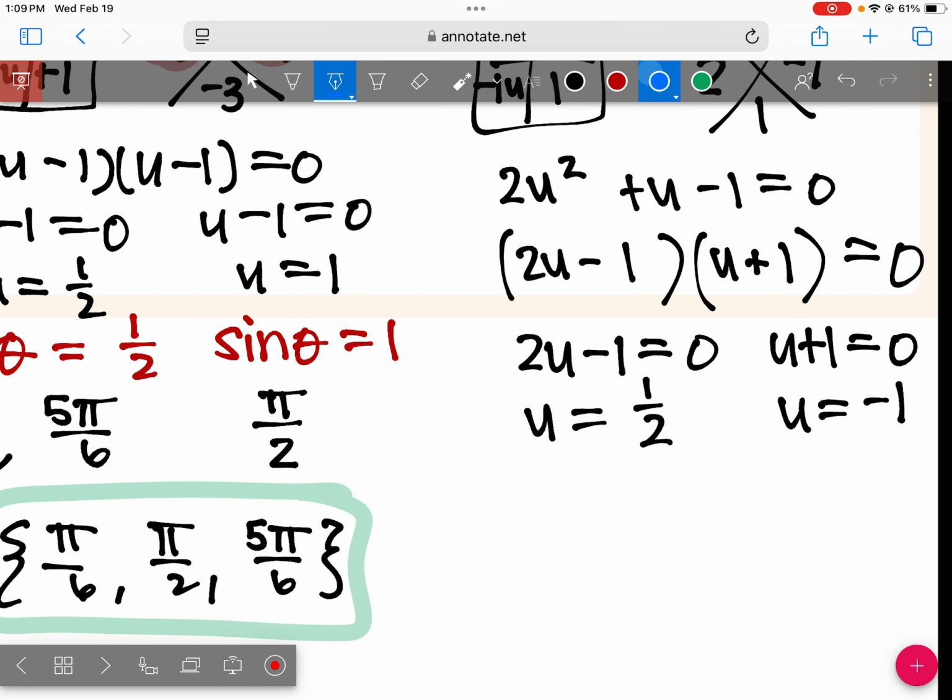So I'm going to plug my cosine back in. Cos equals 1/2. Cos equals -1. Can cosine equal 1/2 or -1? Can it equal both? Yes. Perfect. Where on my unit circle does cosine equal 1/2?